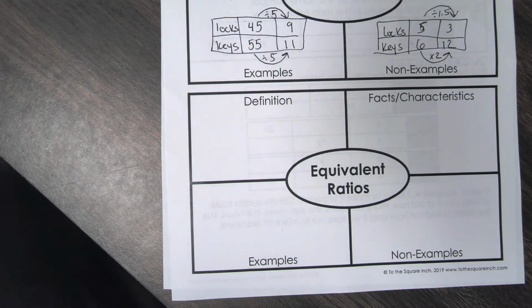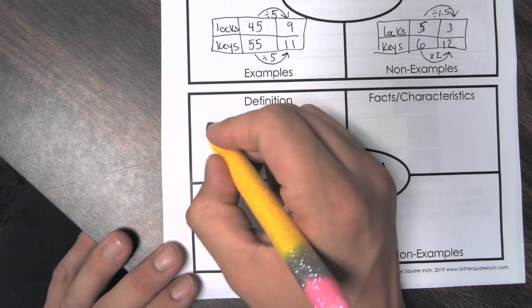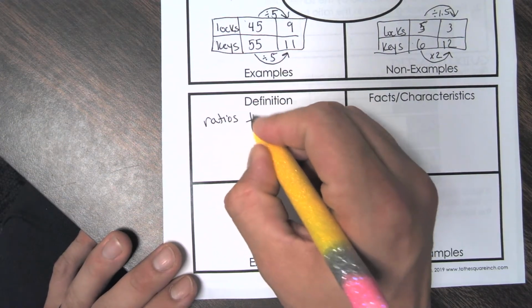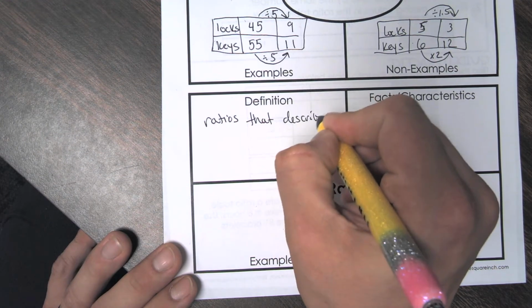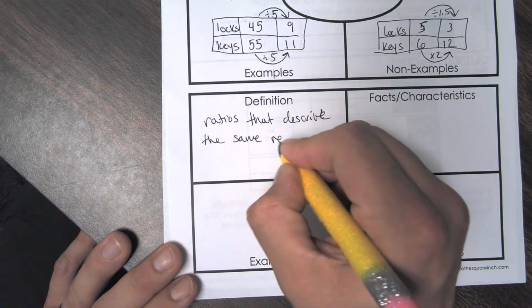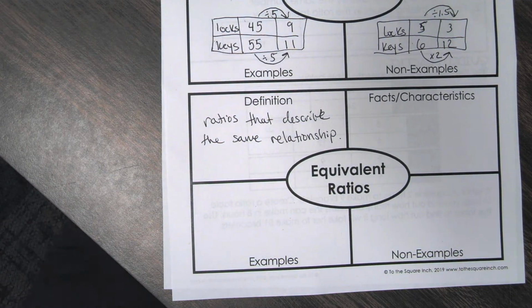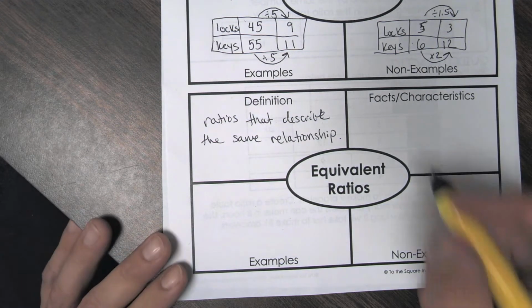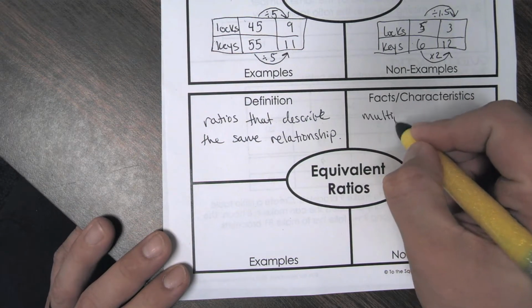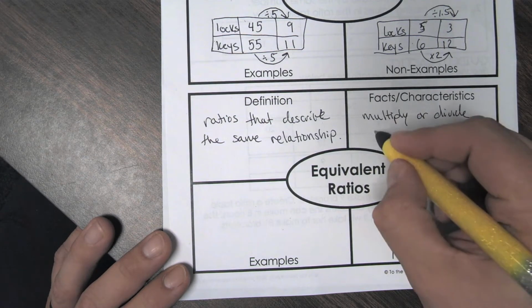Okay, now equivalent ratios. So that's what these are. These numbers in here are equivalent ratios. Those are ratios that describe the same relationship. That's what equivalent ratio tables are. You are going to multiply or divide by the same number.